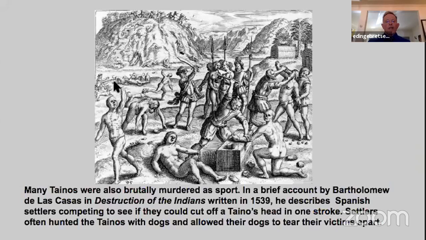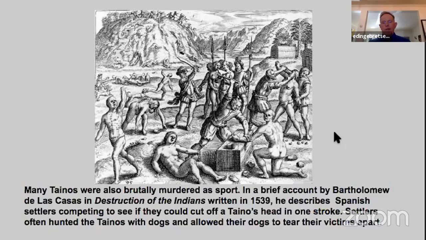Over here, you see attacks from dogs. You see, again, the issues. This was the same picture that you saw before. Tainos were brutally murdered as sport in a brief account by De Las Casas in Destruction of the Indians, written in 1539. He describes Spanish settlers competing to see if they could cut off a Taino's head in one stroke.